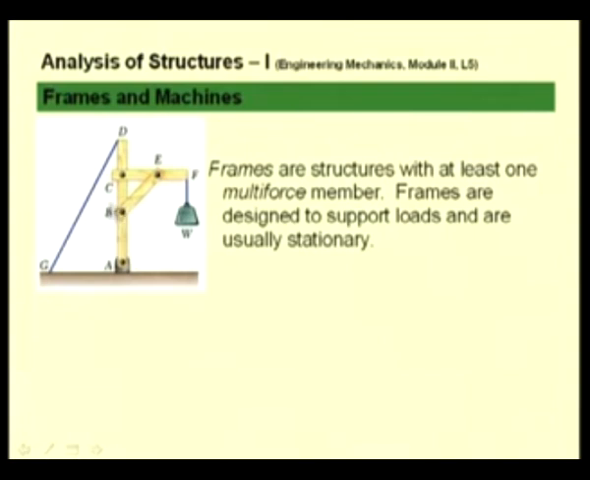Here we see that this structure has this member BE, which is connected by a pin at B and a pin at E, and since forces are only applied at B and E, this member BE is a two force member. But let us see this member ABCD. Here we have the pin reaction at A and the tension in the string GD at D and the pin reactions at this point C as well as B.